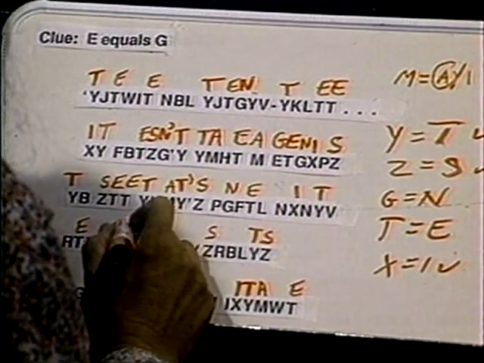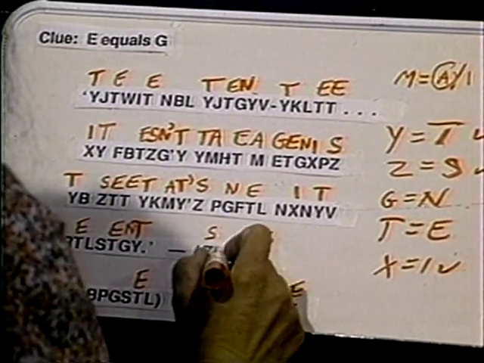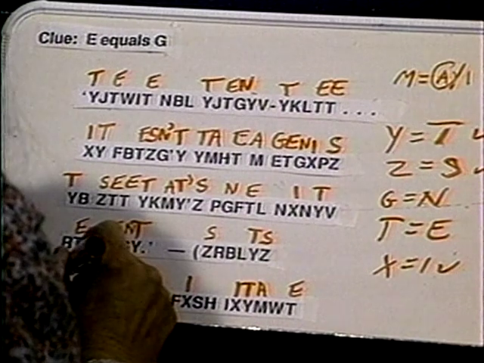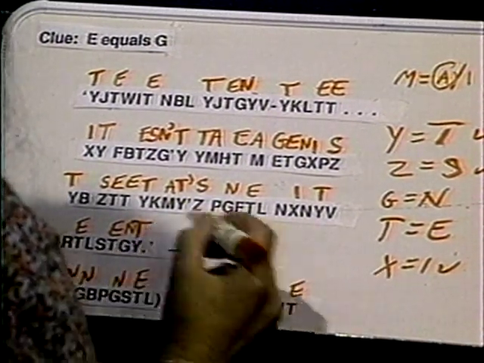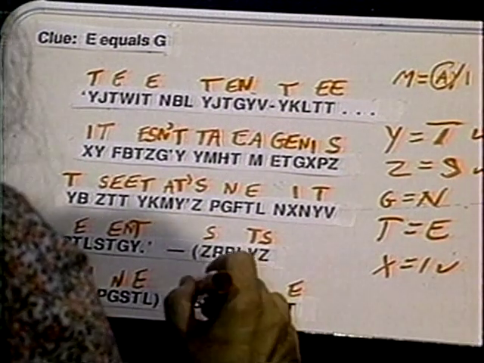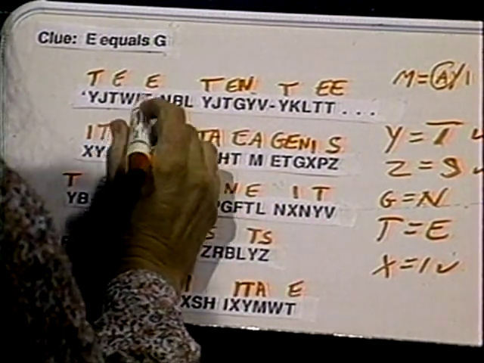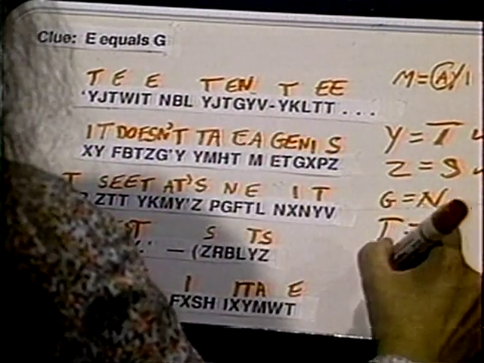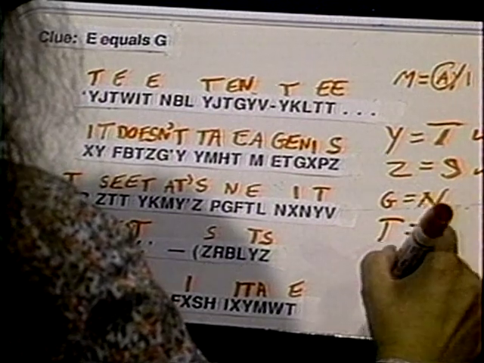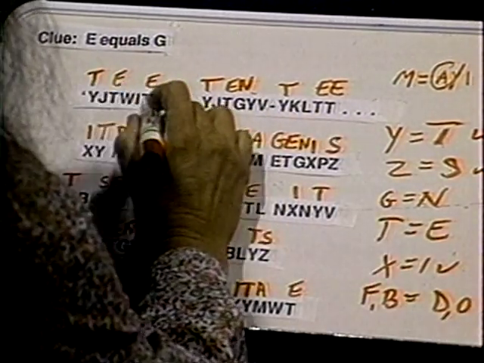Here's another one. This could be a word like prevent or something. Another N. A lot of N's in that word. Okay, and let's say this is doesn't, because it looks like it is. F and B would be D and O respectively. I don't know what other word that could be. So F, B equals D and O. Let's go and get those, F and B.